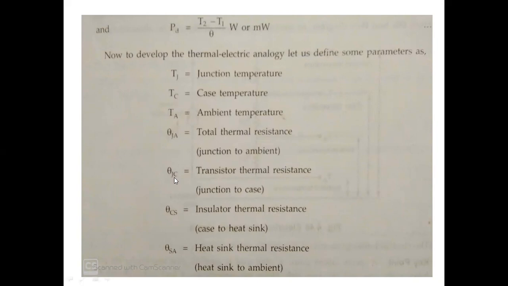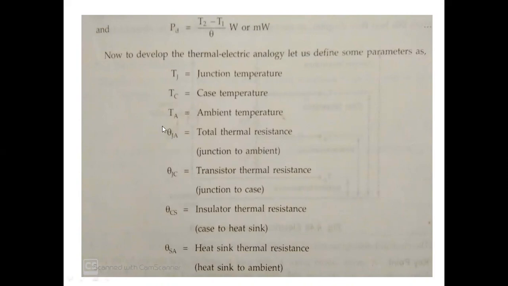And theta Jc is the thermal resistance which is generated between the junction of the transistor and the case. It is the thermal resistance between junction and the case. Next, theta Cs is the thermal resistance between the case and the heat sink. It is the thermal resistance which is developed between the case and the heat sink. Next, theta Sa. Theta Sa is the thermal resistance which is generated between the heat sink and ambient.